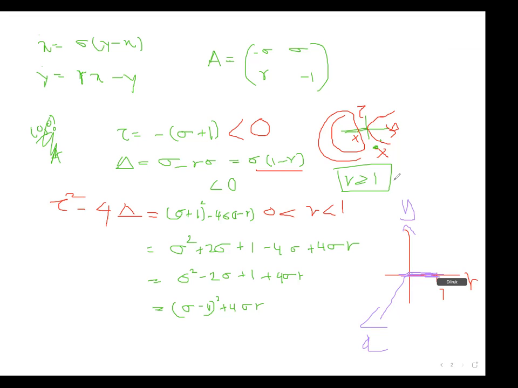So you have to analyze what happens when r is greater than 1. When r is greater than 1, how many fixed points does the system have? 1, 2, 3. This is the origin 0, 0, 0, and there are two other fixed points. What can you say about these fixed points? Are they stable or unstable? Since this becomes negative, all of these are saddle points.